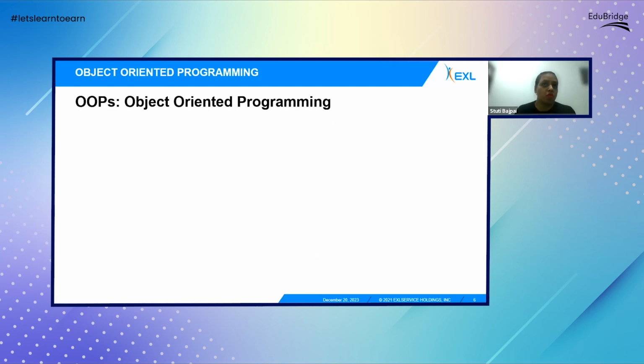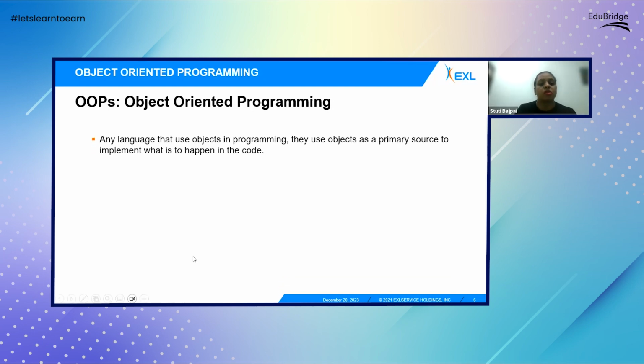Now I keep saying object-oriented programming, or Java is an object-oriented language. What does it mean? It means any language that uses objects as a primary source to implement what is happening in the code. Suppose I want to write a program that admits users to a college. You enter a student to a college. That student entity in the real world, for me in my program, will be a student object. That's why I say an object is a basic unit of object-oriented programming that represents real-life entities.